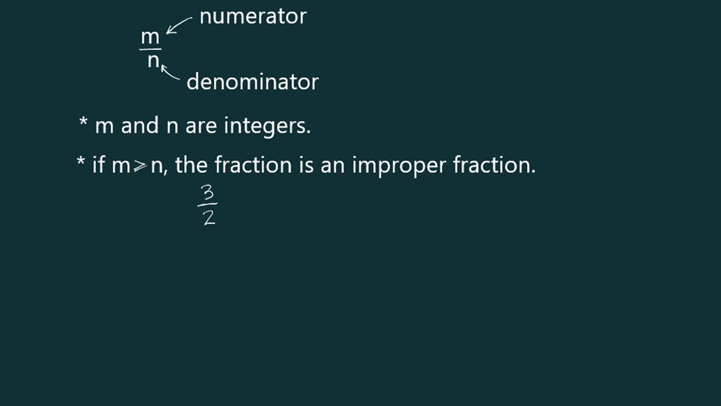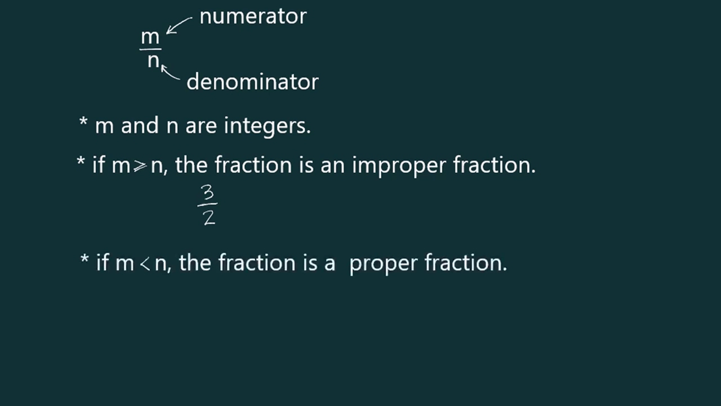But we also have a fraction in which m is less than n, and this is what we call a proper fraction. If you have a fraction like 3 over 4, like 1 over 2, all these fractions are proper fractions. So you need to make sure that you know what a proper fraction is, right? These are proper fractions where the numerator is less in value than the denominator.